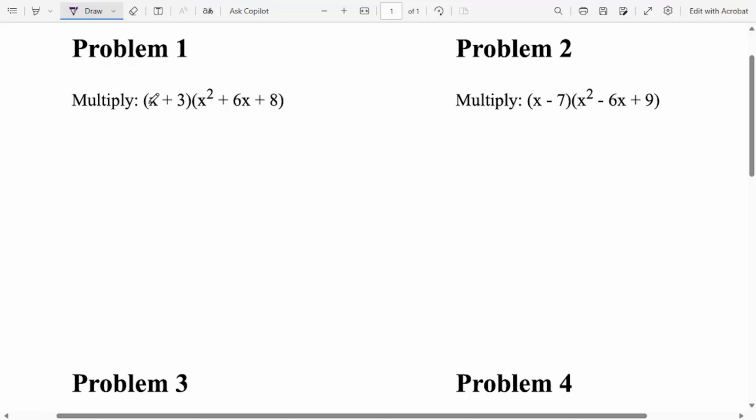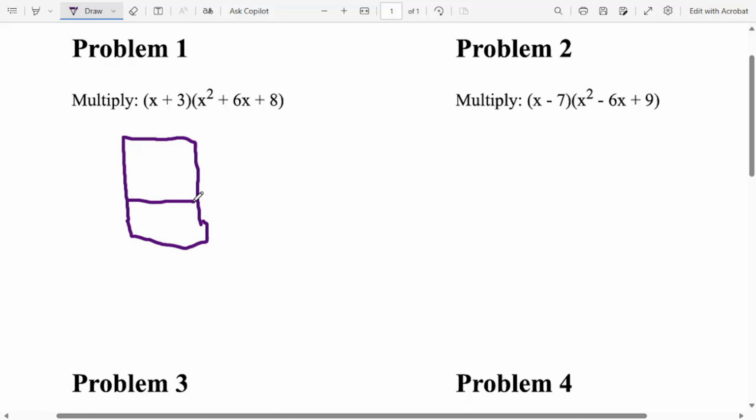So you see in problem 1, I have this binomial x plus 3, so binomial, two terms, multiplied by a trinomial x squared plus 6x plus 8, that's three terms. What I like to do to multiply these together is to use what I call a Punnett rectangle. So I'm going to make this rectangle here.